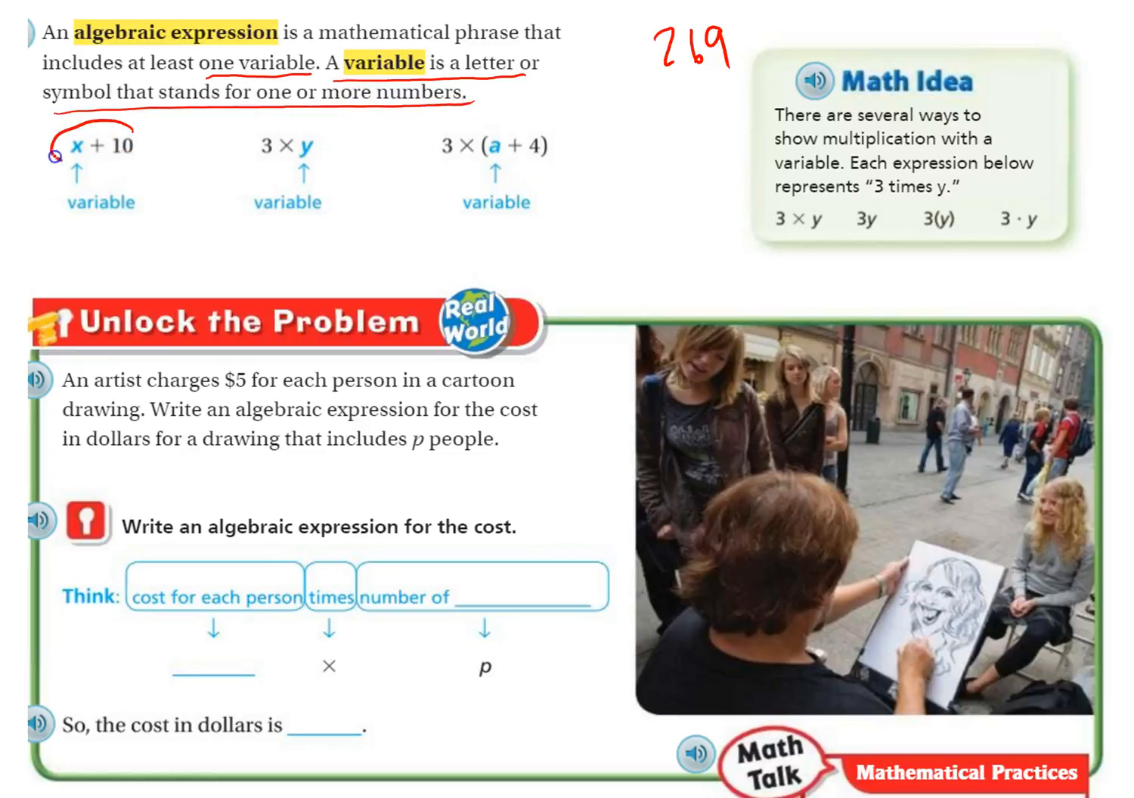Okay, so in this expression, x plus 10, x is the variable. 3 times y, y is the variable. And 3 times a plus 4, a is the variable.